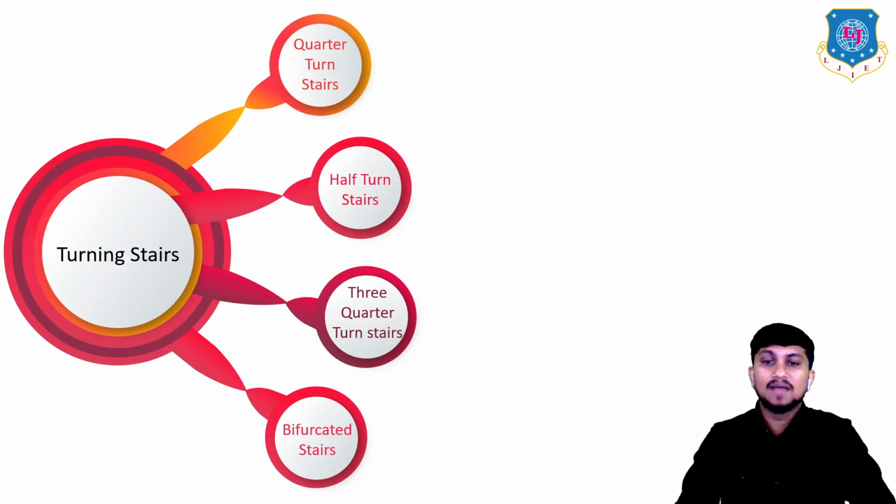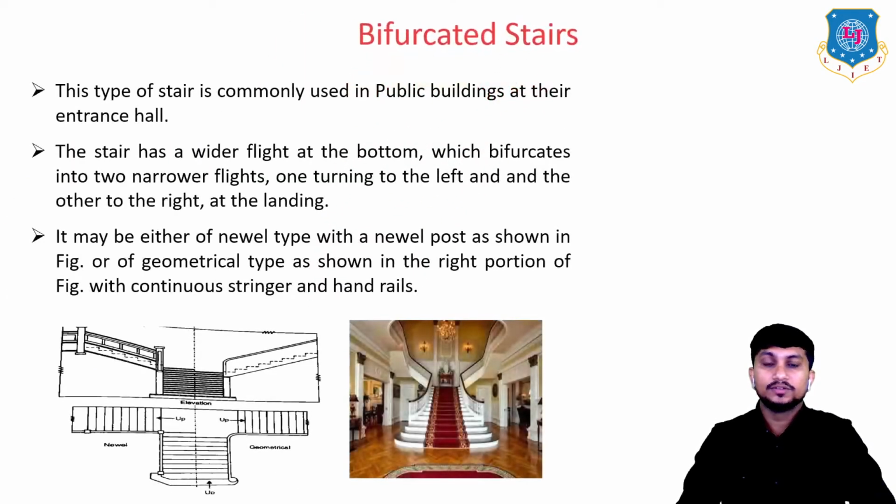And the fourth type is the bifurcated stair. You can clearly see the image of a bifurcated stair here. This type of stair is commonly used in public buildings at their entrance hall. The stair has a wider flight at the bottom, which bifurcates into two narrower flights, one turning to the left and the other to the right at the landing. It may be either of newel type with a newel post as shown in the figure, or of geometrical type as shown in the right portion of the figure with continuous stringer and handrails. That's all about the turning type of stairs.